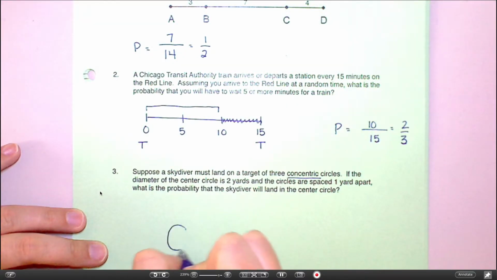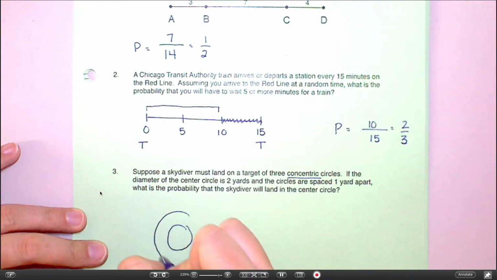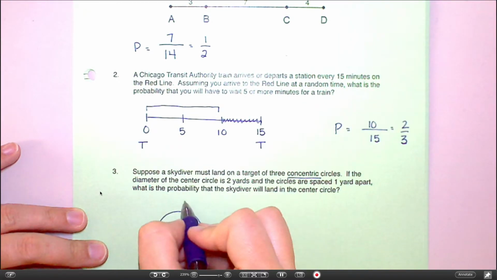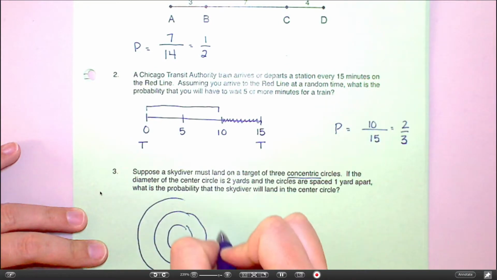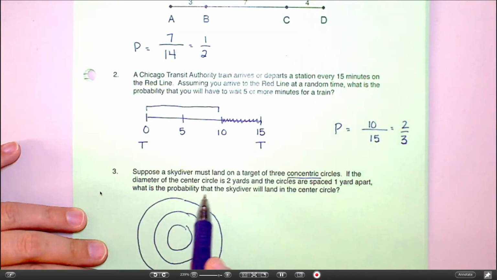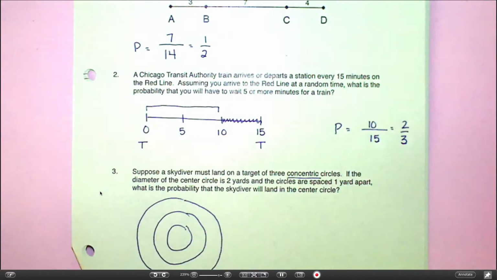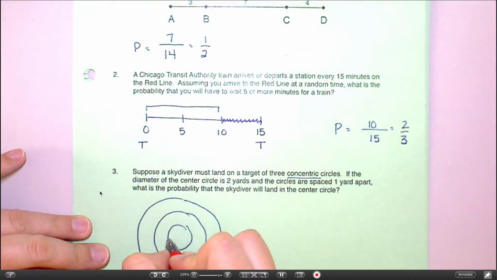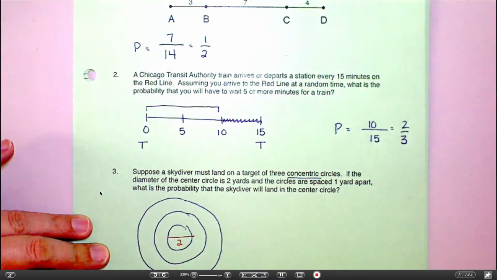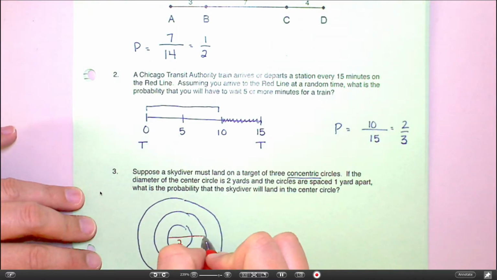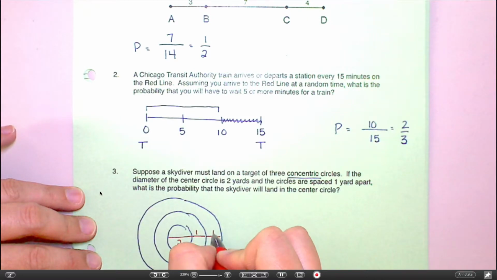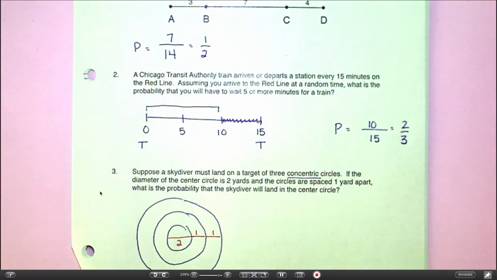So here's what you've got. You've got like one circle, and then you've got another circle around it, and then you've got another circle around that. 3 concentric circles. Okay? The diameter of the center circle is 2 yards. So this diameter, make sure you read that carefully, is 2. And then the circles are spaced 1 yard apart. So this is 1 and this is 1. So this would be a diameter of 4, and then this would be a diameter of 6 on the outside. What is the probability that the skydiver will land in the center circle?